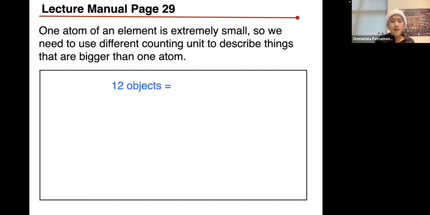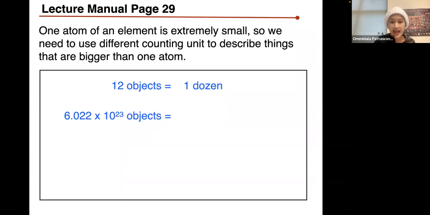I'm going to start with something simple first, which is 12 objects. When I talk about 12 objects, everyone knows that this is equal to a dozen. When I say a dozen eggs, everyone knows it's equal to 12 eggs. Now, what if you have this many objects: 6.022 times 10^23 objects? That's a lot of objects. So how can we describe that?